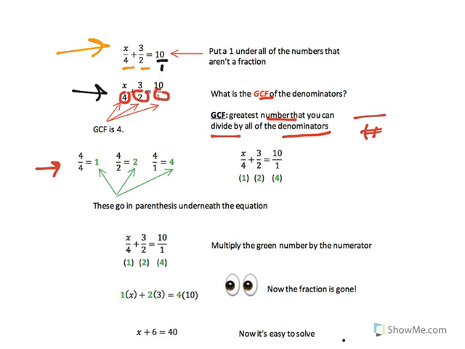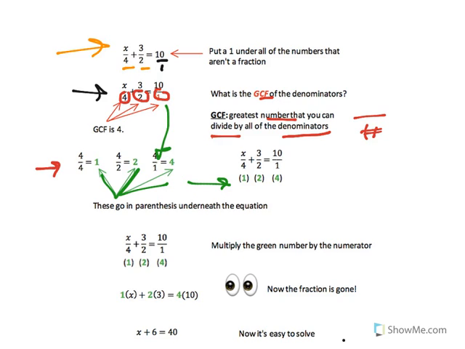So here I have 4. 4 divided by 4 is going to give me 1. 4 is the GCF. Divided by 2 is going to give me 2 for the second fraction. 4 divided by 1 is going to give me 4 for the last fraction. So these green numbers here, I am going to put in parentheses underneath the equation, like this.